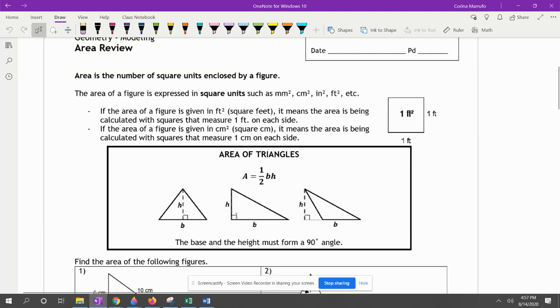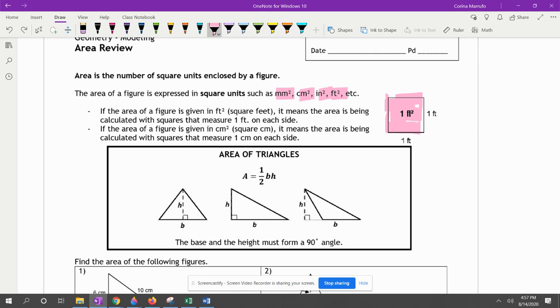All right, so next we're going to be covering area. So area is the number of square units enclosed in a figure. The area of a figure is expressed in square units such as millimeters squared, centimeters squared, inches squared, feet squared, etc. So these are like the little boxes. And so you kind of see how many tiny little boxes you can fill up the triangles or whatever shape you have.